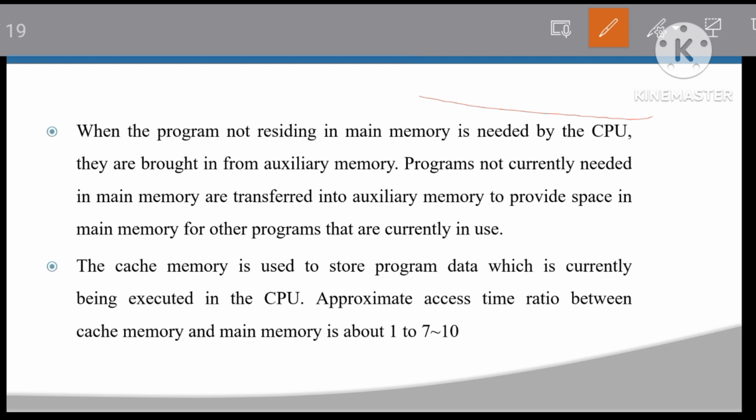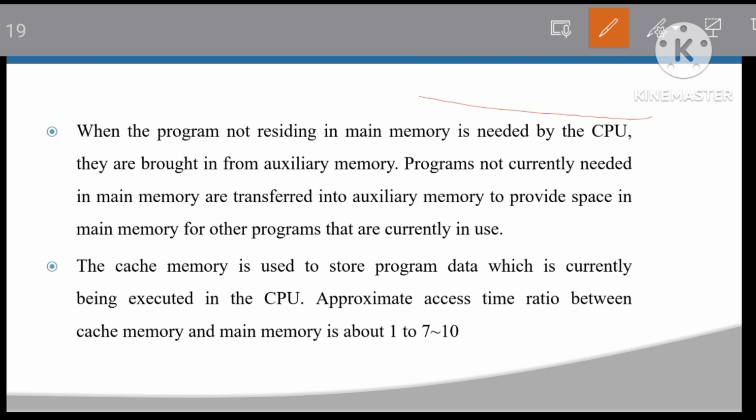Programs not currently needed in main memory are transferred into auxiliary memory. Even data which you do not need to access from main memory every time can be stored in the auxiliary memory, to provide space in main memory for other programs that are currently in use. This is the basic use.